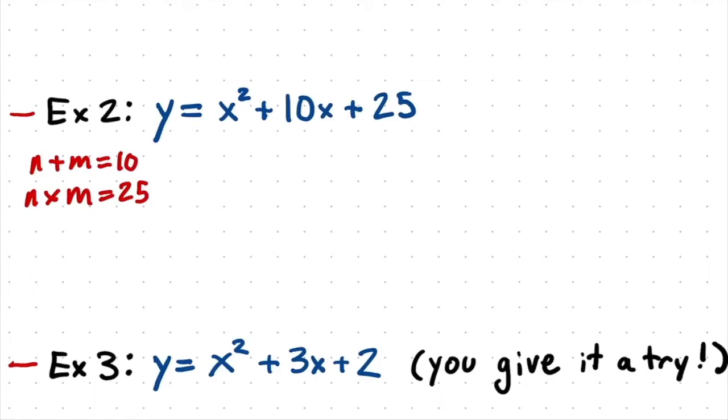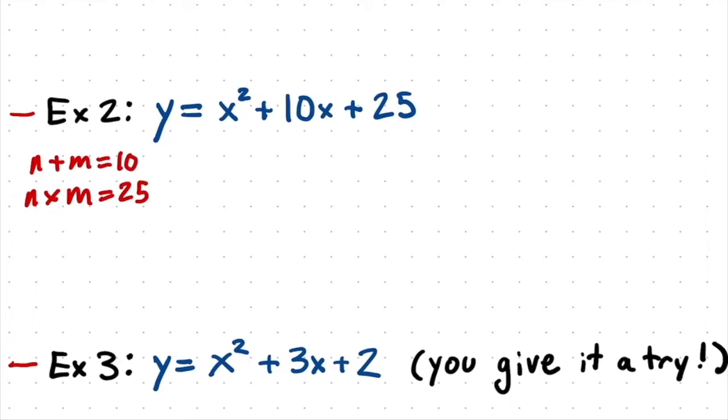I'm not going to write them all out because there's more than there were when there were 7. But if we think about it, what adds up to 10? 0 and 10 does, but anything times 0 is just 0, so it doesn't equal 25. 1 and 9 do, but 1 times 9 is 9, right? 2 and 8 do, right? But 2 times 8 is 16, so that's not it.